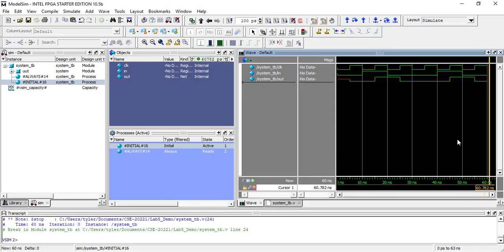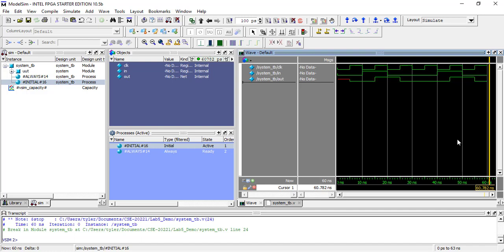You can see that the clock does indeed change every 5 nanoseconds, with the positive edge occurring every 10 nanoseconds. The value of in changes on the negative edges, which makes sense because the clock starts at 0. This is what you want, because it ensures that the input changes well before the next positive edge. And the value of out changes only on the positive edge, as we'd expect.